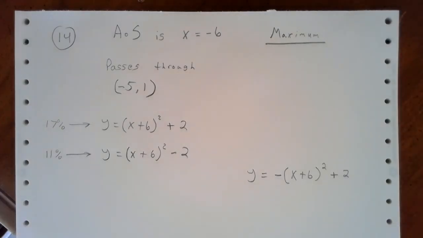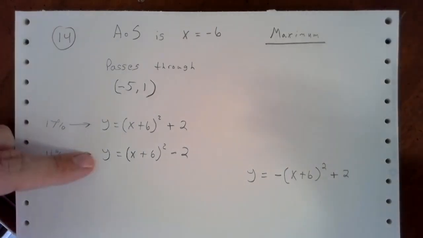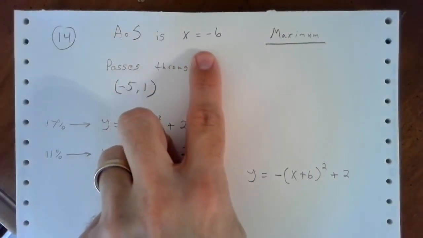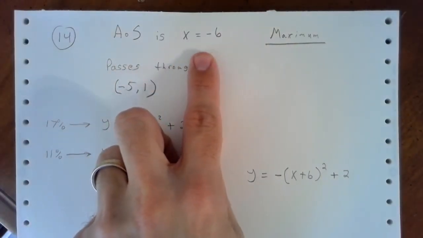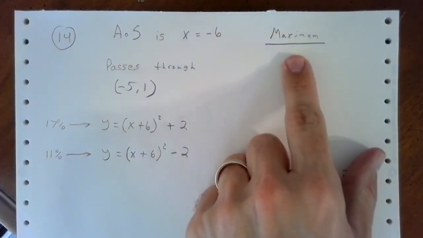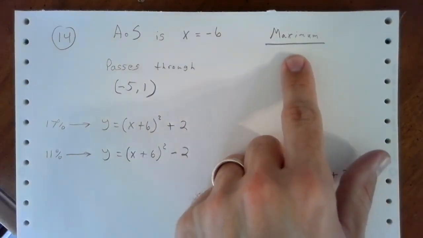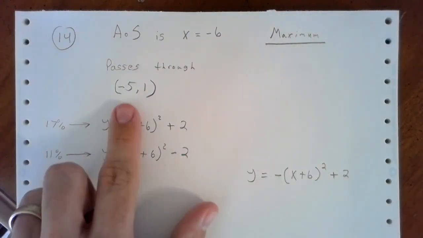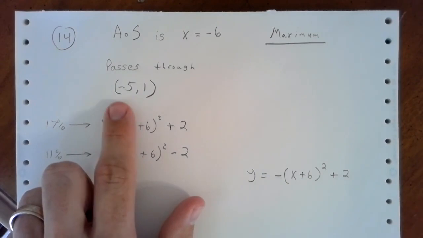Alright, so this is number 14 on our test here. Now, the problem basically states which one of 4 answer options has these qualities. It's supposed to have an axis of symmetry at x equals -6. It's supposed to have a maximum of 2, but the 2 part didn't really matter. And it also has to pass through -5, 1.